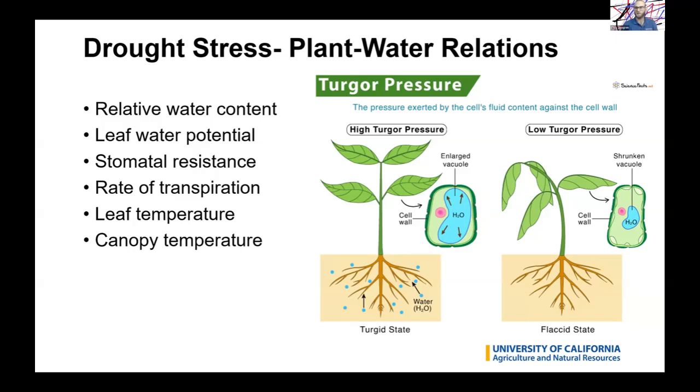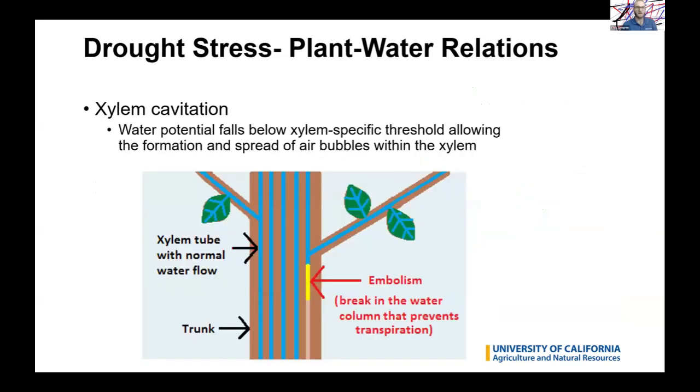And I'm going to throw up a term here on this next slide called xylem cavitation. In trees, when we're talking about drought stress and drought causing trees to die, this is what actually causes trees to die from drought, in trees anyway, not so much necessarily in smaller shrubs and things like that.